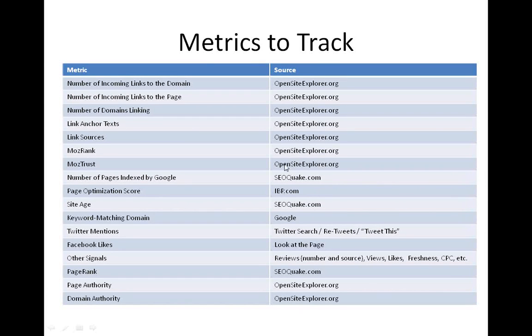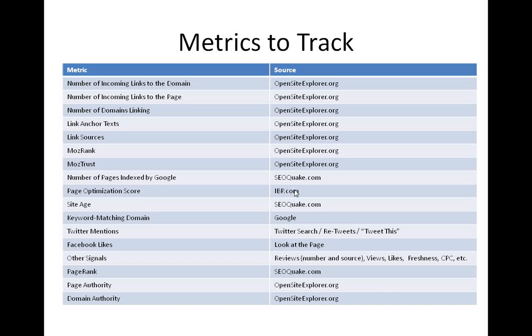So we talked about Open Site Explorer, we talked about SEOquake, and then we have IBP. IBP is actually not very affordable, but if you're serious about SEO, I think it's an amazing tool to have. And I don't know exactly how much it is, but it's somewhere between like 200 and 400. I don't remember. I bought it a long time ago.